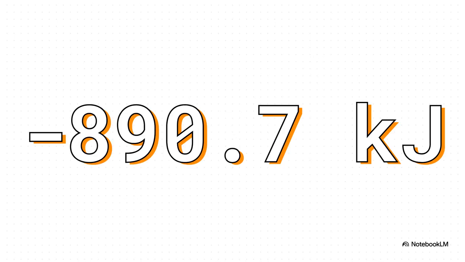So we add up the products, we subtract the reactants, and we get our final answer, negative 890.7 kilojoules. And that negative sign is key. It tells us the reaction releases energy into the surroundings. It's exothermic, which is exactly what you'd hope for when you're burning a fuel.